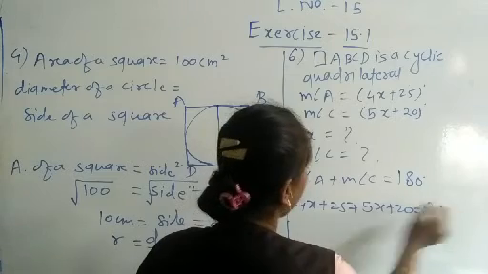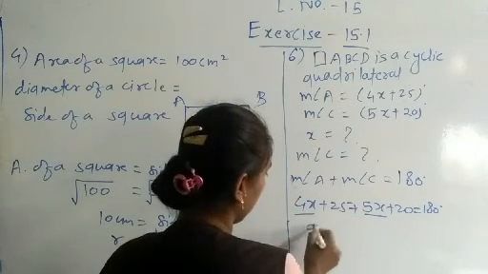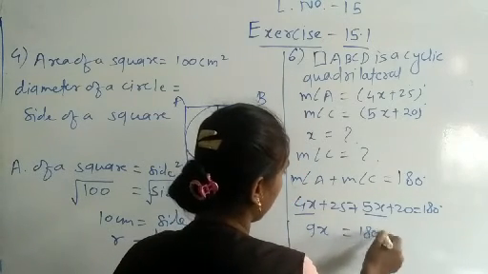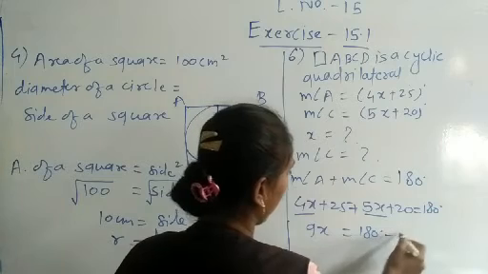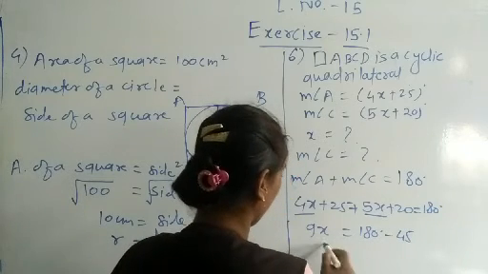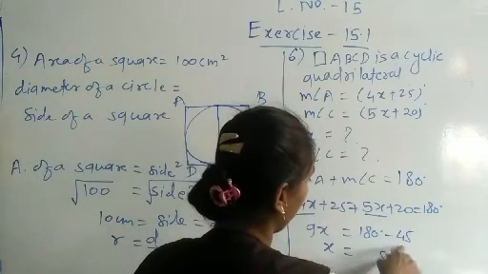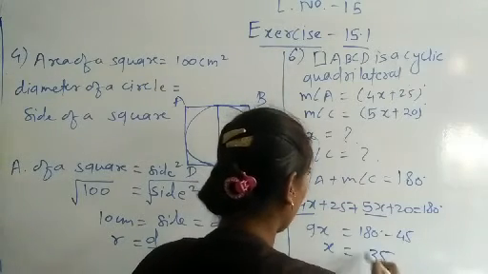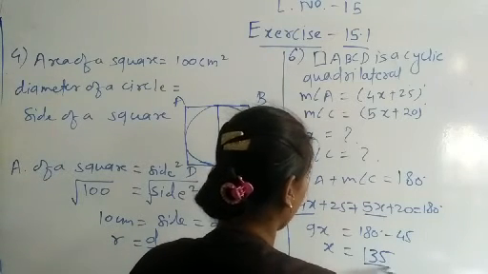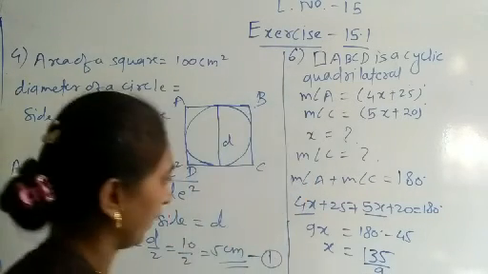Equals to 100. Add the like terms. 4x plus 5x, 9x equals to 180 degrees. 25 plus 20, 45. Change this side also. x equals to, what do you get? Here 5x, 7 minus 4, 3, 1. And divided by 9.